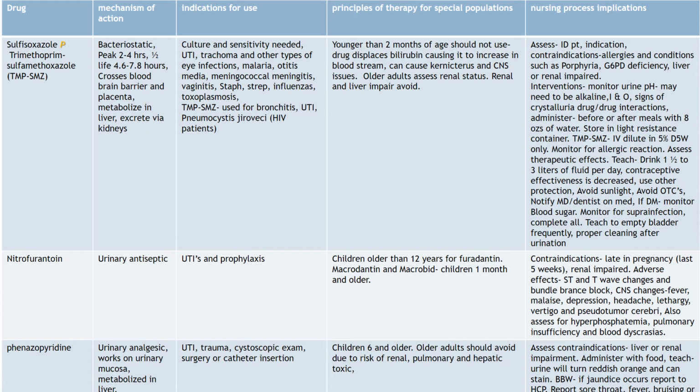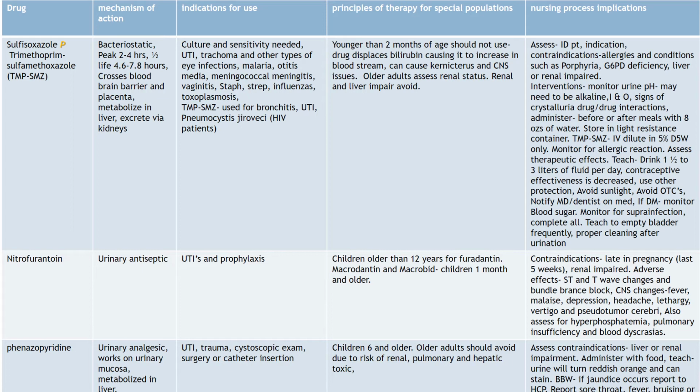Nitrofurantoin is your next drug, and these are urinary antiseptics. They're used for UTIs, but they can also be used for prophylaxis. Sometimes folks who are prone to UTIs are placed on this.